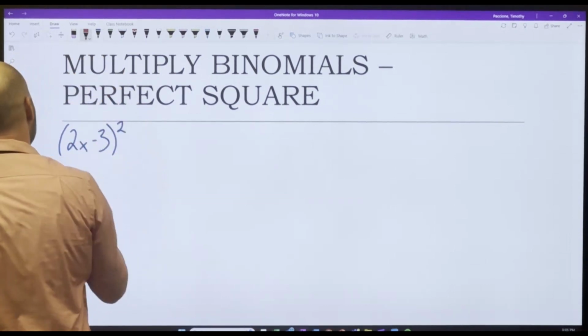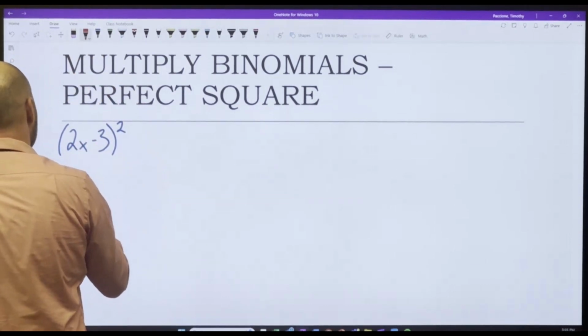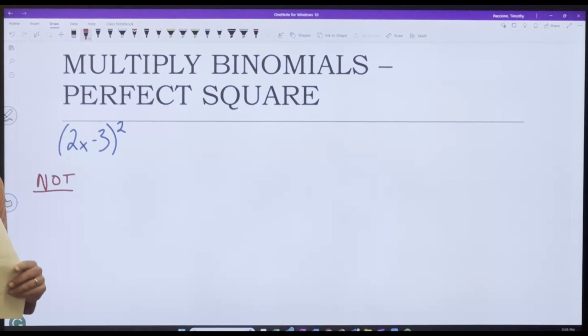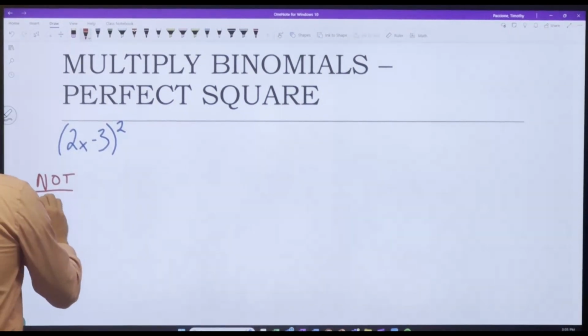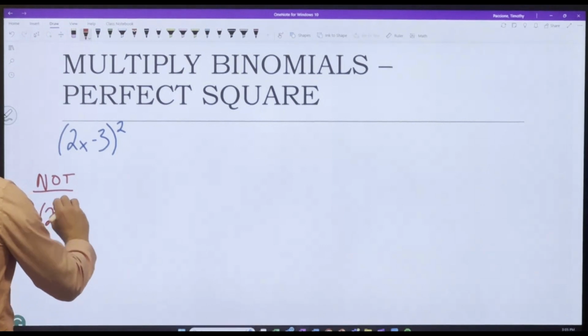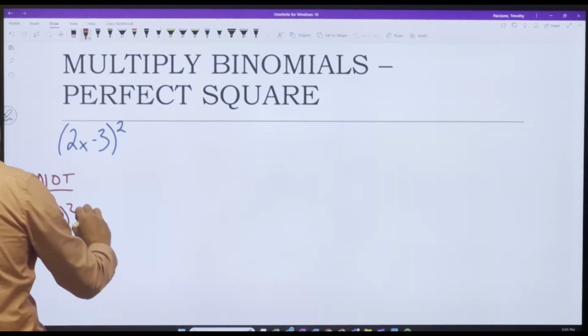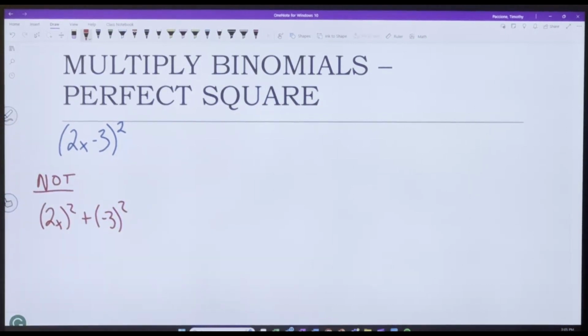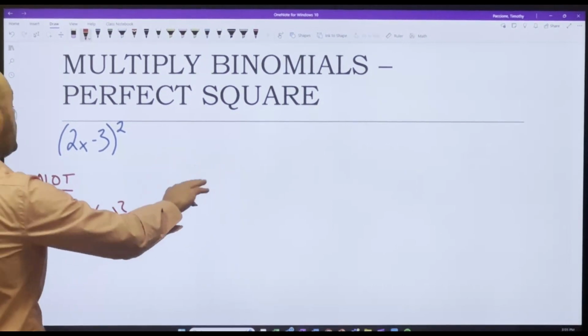Let's again talk about what this is not. Because, oh my gosh, do people want to do this, what I'm about to show you. This is not 2x squared plus minus 3 squared. It is not that. And I'll prove to you that it's not.